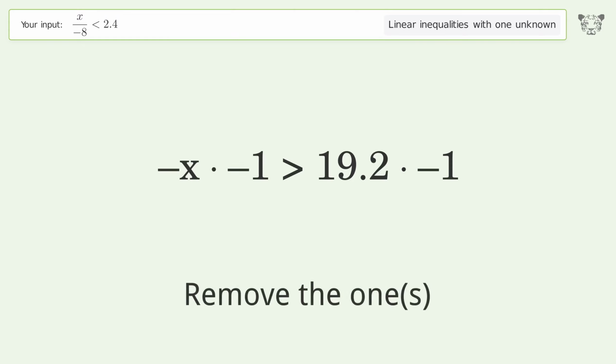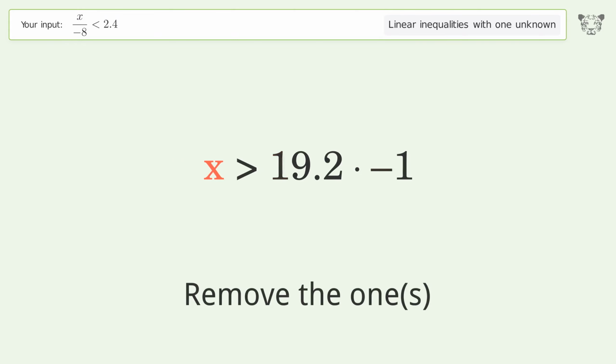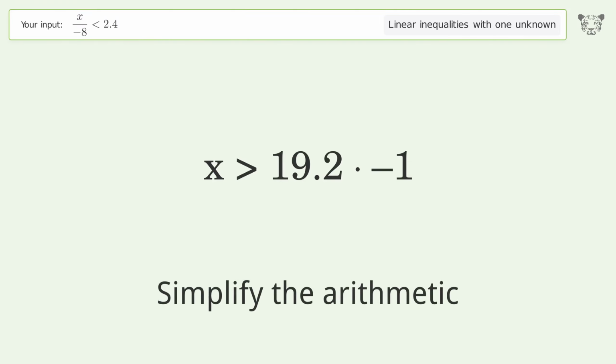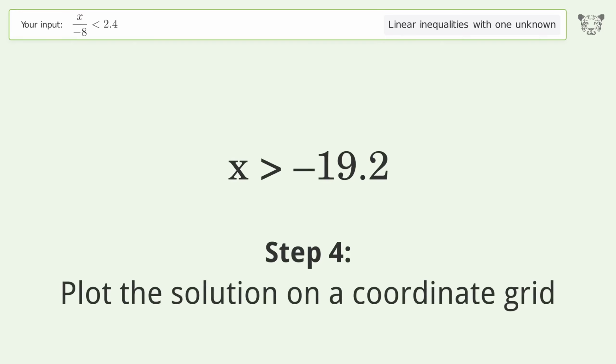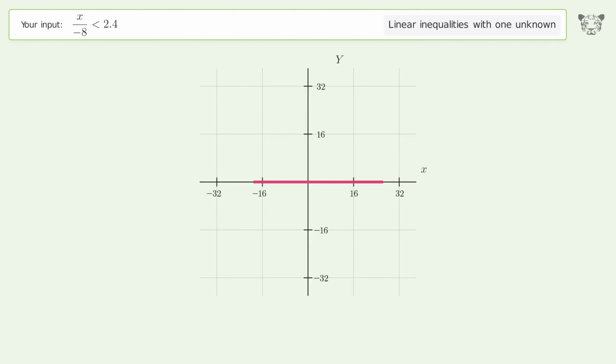Remove the ones. Simplify the arithmetic. Plot the solution on a coordinate grid. And so the final result is x greater than negative 19.2.